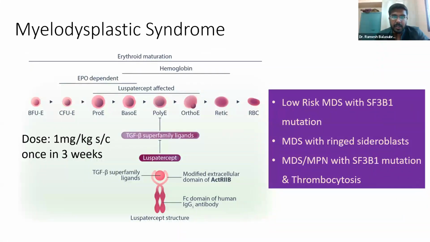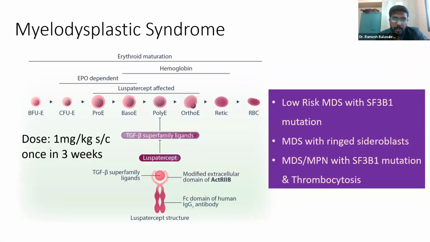First is myelodysplastic syndrome. So in MDS, we have low risk MDS as well as high risk MDS. In low risk MDS, generally the treatment is erythropoietin, or you have lenalidomide. So next in the treatment pipeline we have this drug luspatercept. If you look at the structure of this drug, it has got two domains.